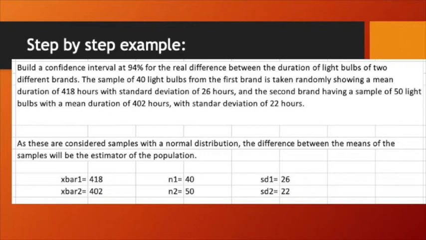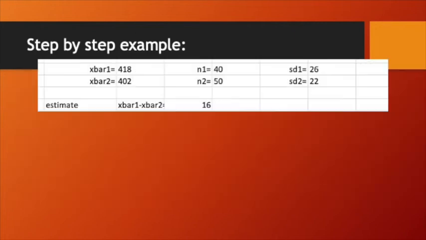So we have the data here: x bar 1 is 418, x bar 2 is 402. The size of the first sample is 40, the second sample is 50, the standard deviation of the first sample is 26, and the standard deviation of the second sample is 22. Having that, we calculate the estimate value, which in this case is x bar 1 minus x bar 2, which gives us 16.